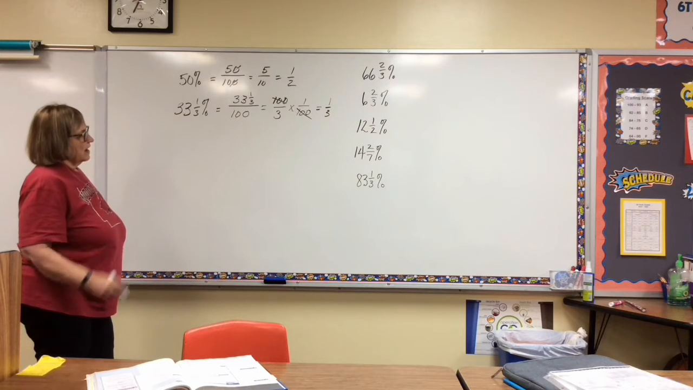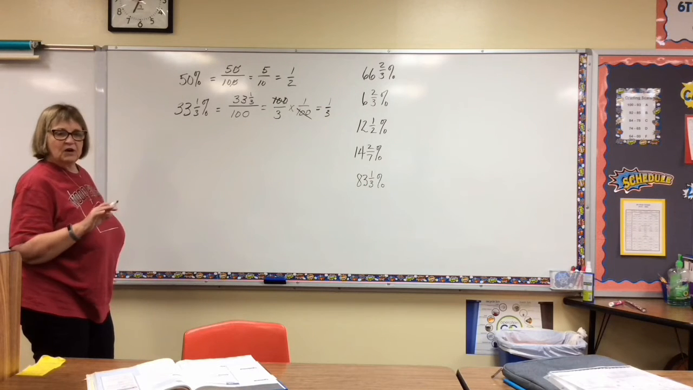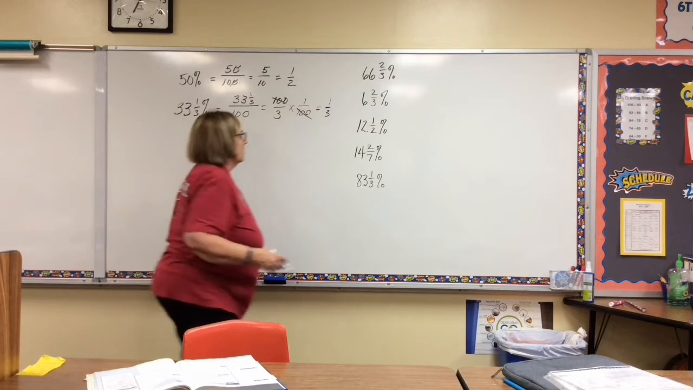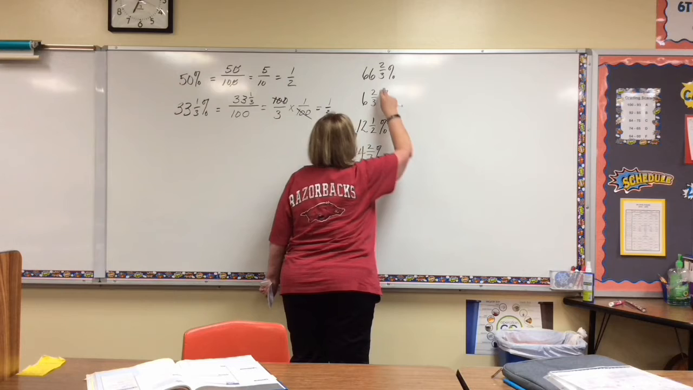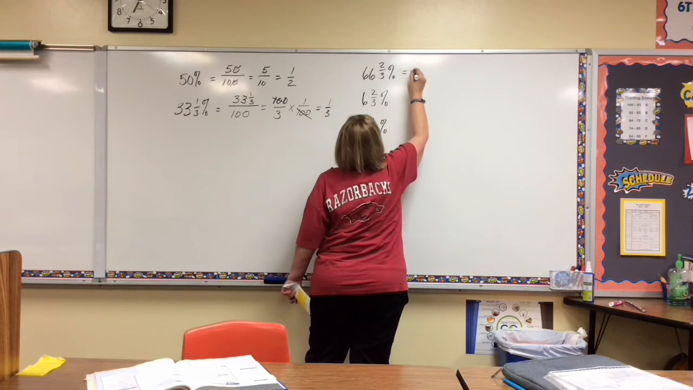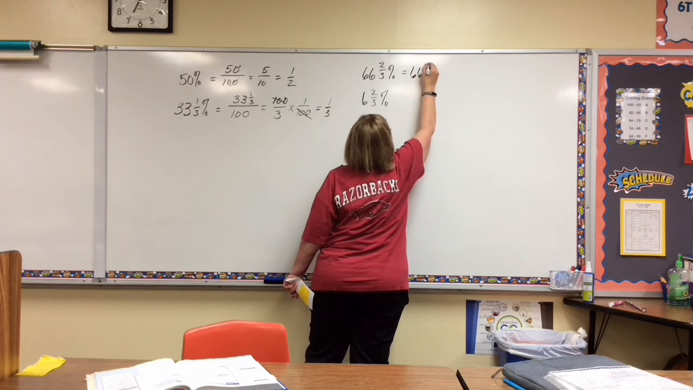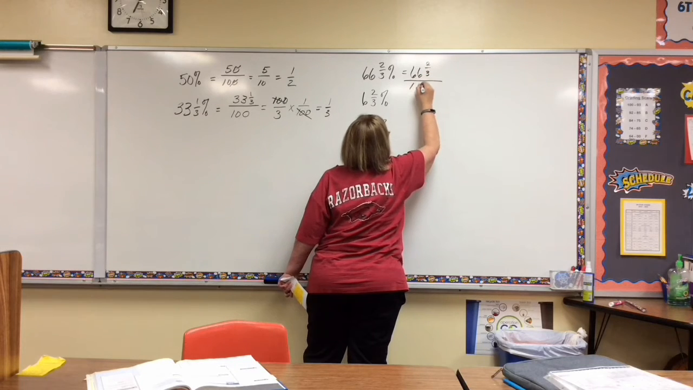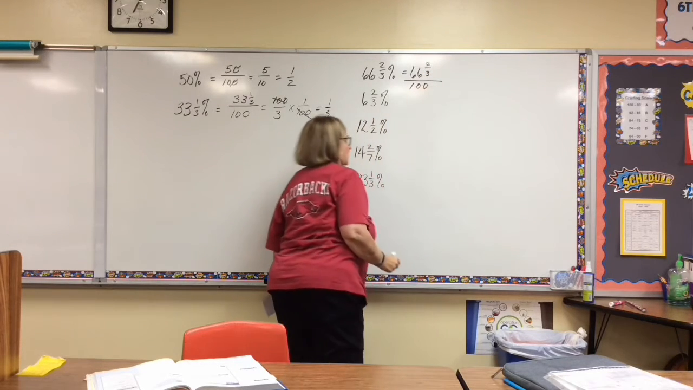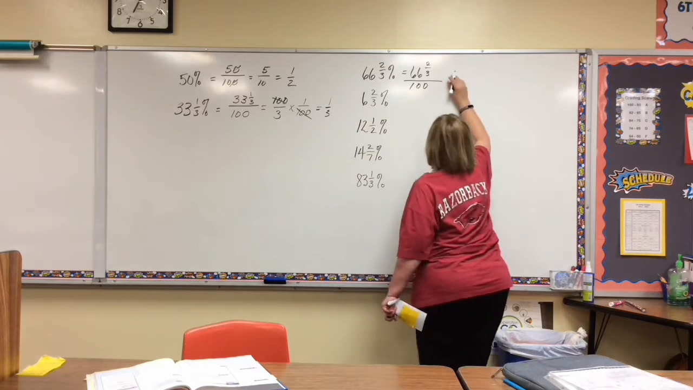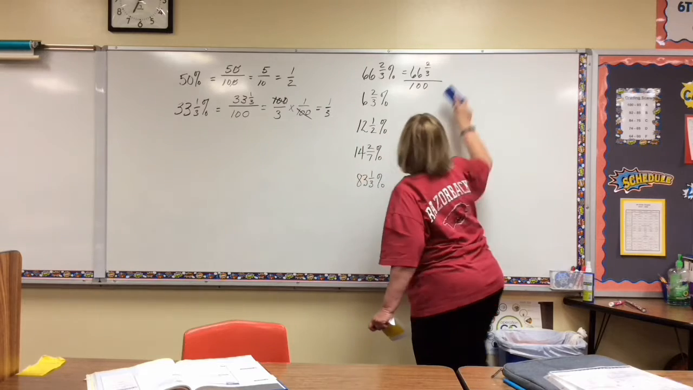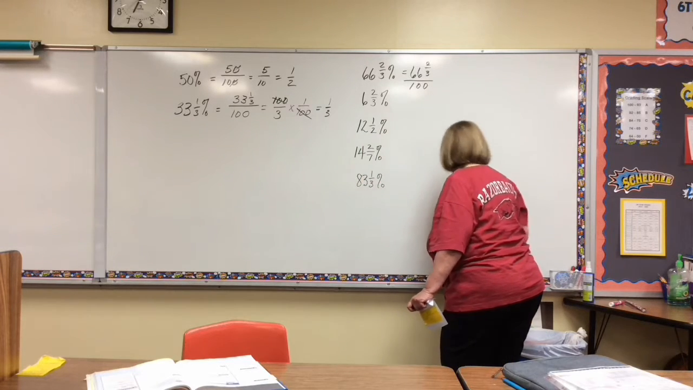Okay? Now, if you're confused, don't be. We've got 5 others that we're going to do. All right. So here we start. 66 2/3% is equal to 66 2/3 divided by 100. That's what percent means. How many hundredths? And I'm going to give myself a little more room here.